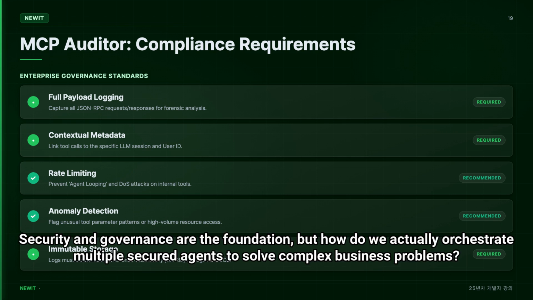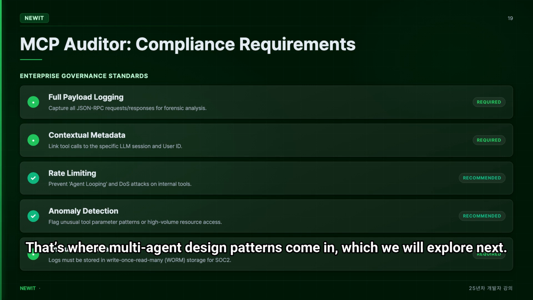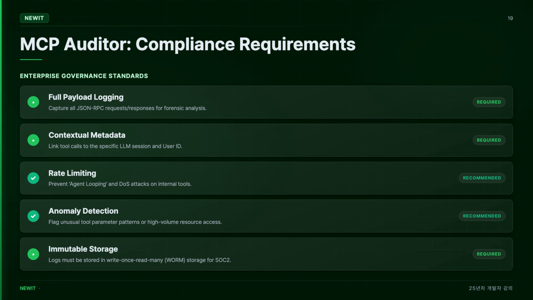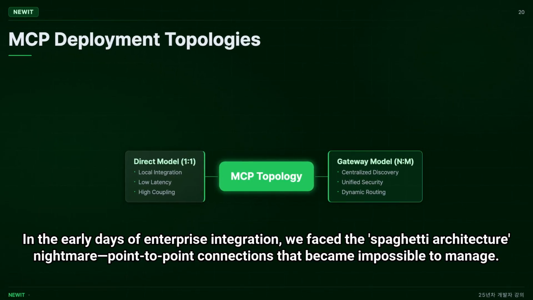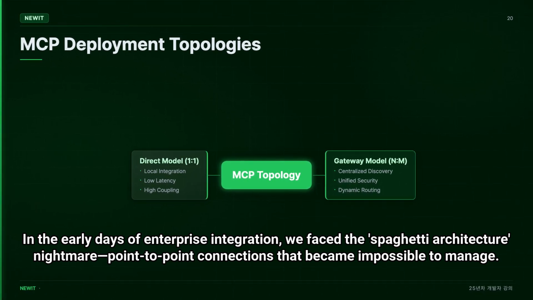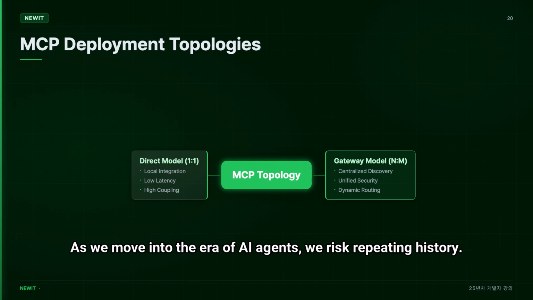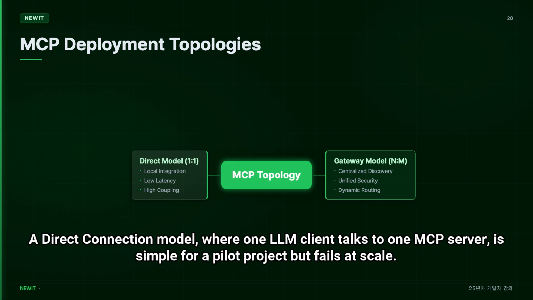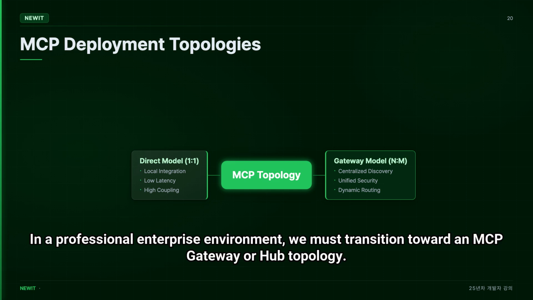Security and governance are the foundation, but how do we actually orchestrate multiple secured agents to solve complex business problems? That's where multi-agent design patterns come in, which we will explore next. In the early days of enterprise integration, we faced the spaghetti architecture nightmare: point-to-point connections that became impossible to manage. As we move into the era of AI agents, we risk repeating history. A direct connection model, where one LLM client talks to one MCP server, is simple for a pilot project but fails at scale. In a professional enterprise environment, we must transition toward an MCP gateway or hub topology.